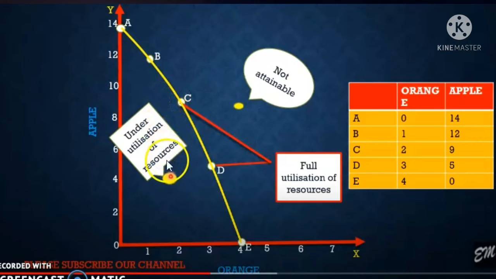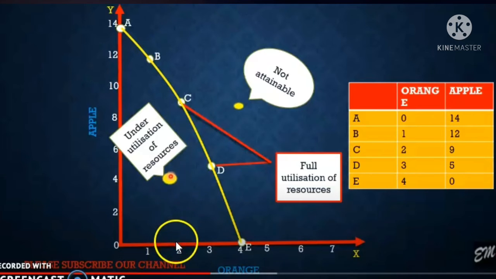Here, a point plotted inside the curve is known as underutilization of resources. I told you that the points plotted on the curve alone show the best possible combination of production. So we are utilizing all the resources in A, B, C, D and E for production. There is no other suitable combination for us. If production is done at a point inside this curve, we are producing 4 units of apples and 2 units of oranges. That's false. We can't afford that.